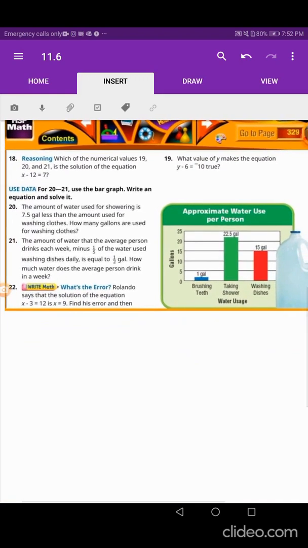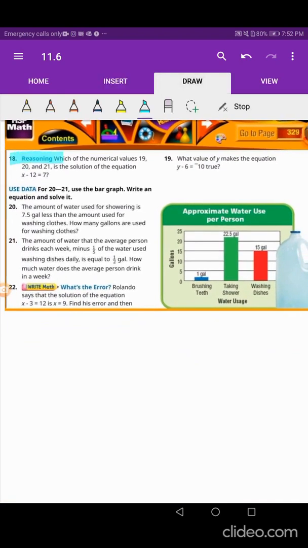Okay, question number 18 is very important. Which of the numerical values 19, 20, and 21 is the solution of the equation x minus 12 equals 7? The meaning of a solution for the equation is that if you replace x by these numbers, it's going to work. Let's replace x by 19 in the beginning.